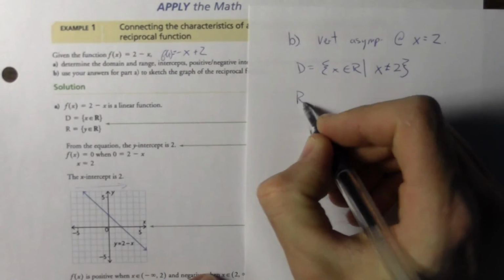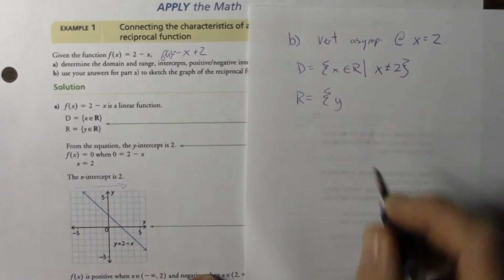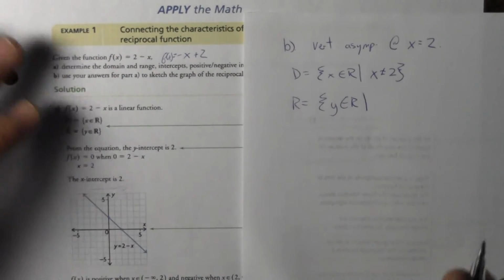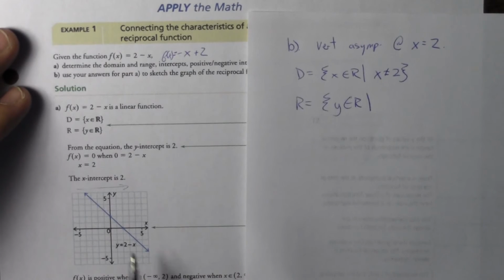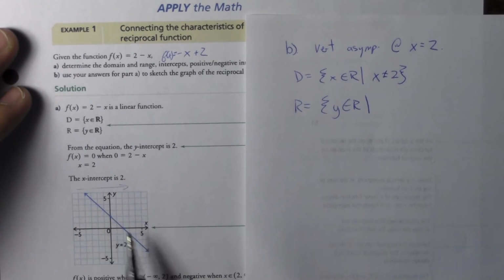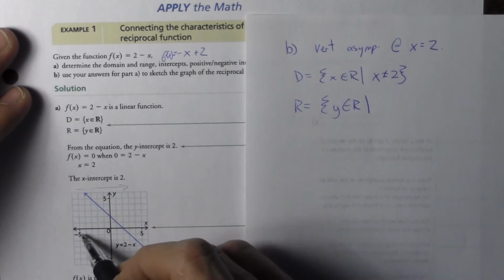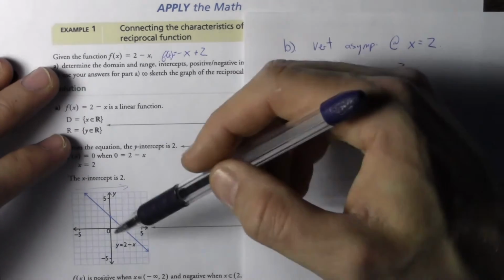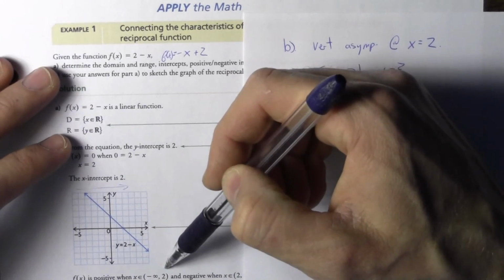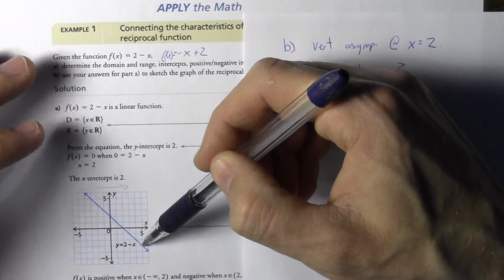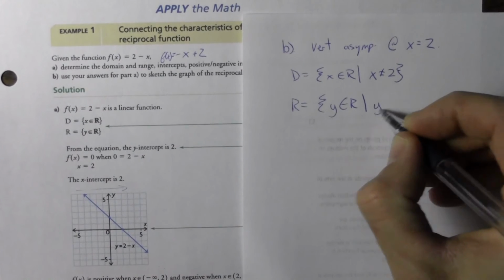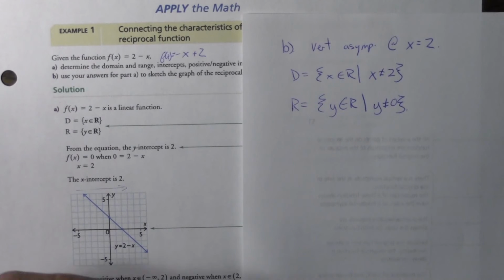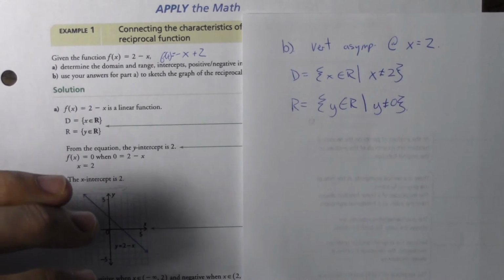And our range is going to be y ∈ ℝ, y ≠ 0. Because we approach negative infinity and positive infinity in both directions, we know we're going to have a horizontal asymptote at 0. Remember that? As x values go closer and closer to infinity, the reciprocal values go closer and closer to 0. So y cannot equal 0. Any questions about that so far? Domain and range.